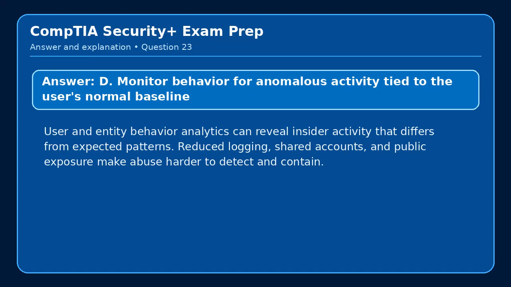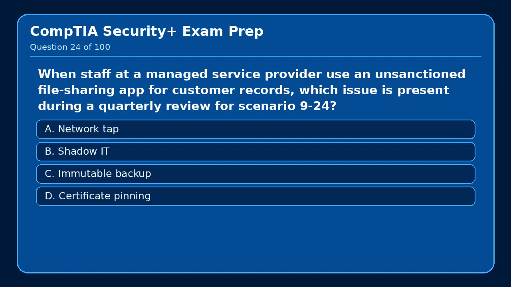Shadow IT occurs when users adopt technology without organizational approval or governance. Certificate pinning, immutable backups, and network taps describe approved technical mechanisms, not unsanctioned service use.